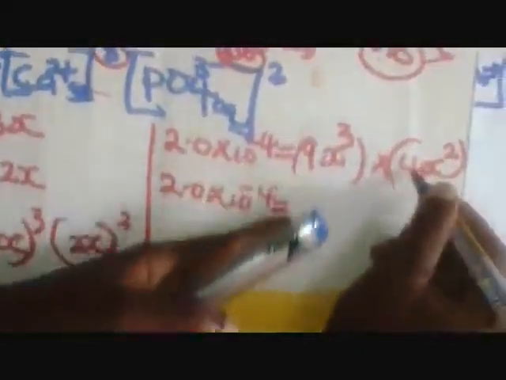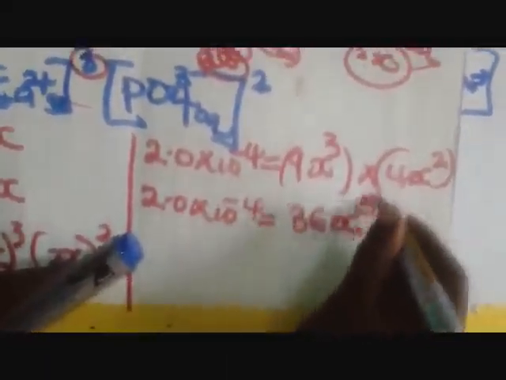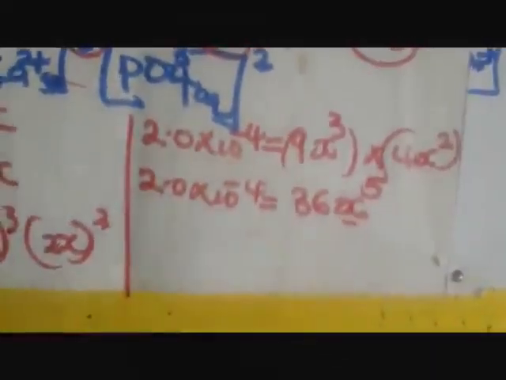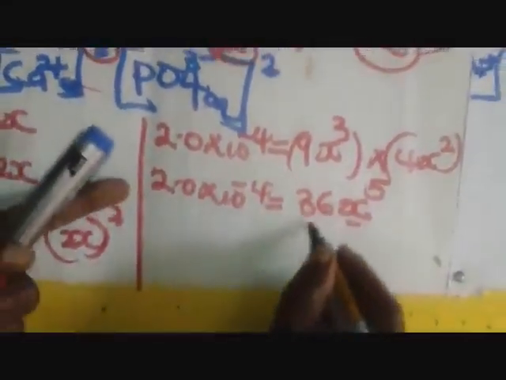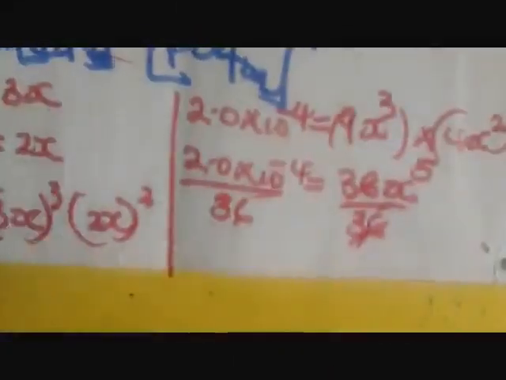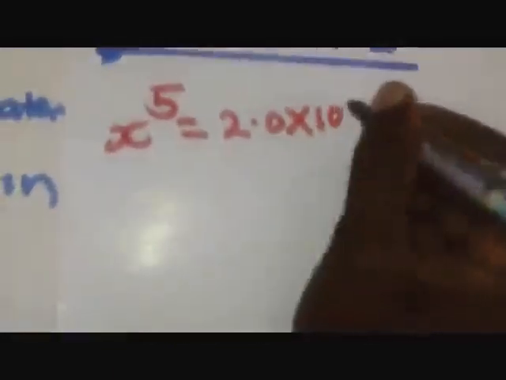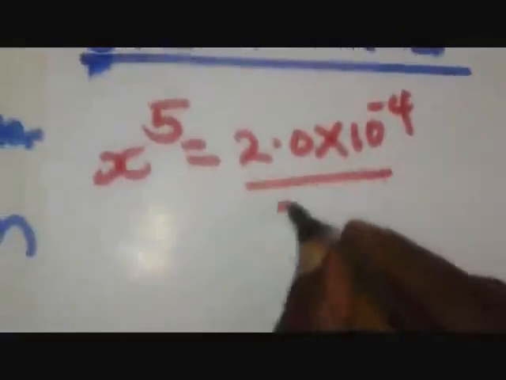Now you can see that here we have our 2.0 times 10 power negative 4. Now we are going to multiply 9 times 4. Then we have 36x power 5. But remember we are looking for only x. That will be solubility in pure water. Therefore, we are going to divide by our 36. That is primary mathematics there. Then we cancel off those ones. After doing that, what we have in here now is x power 5 is equivalent to 2.0 times 10 power negative 4 divided by 36.